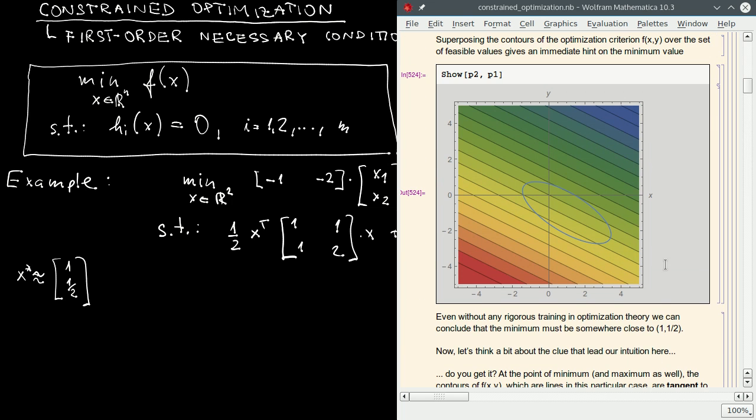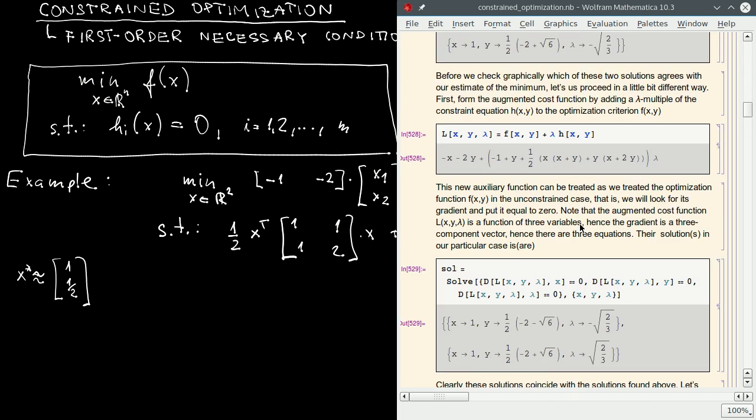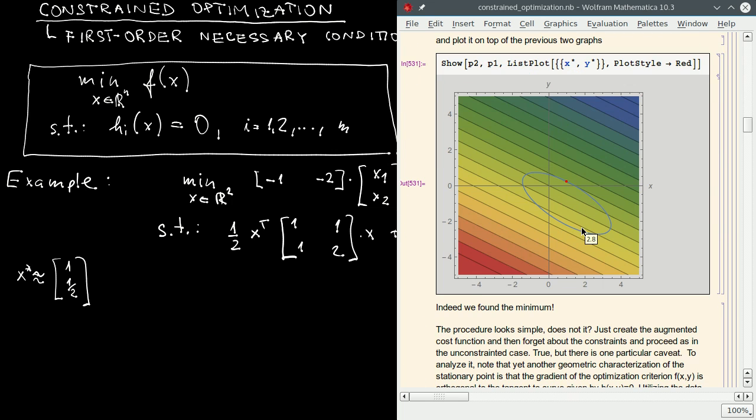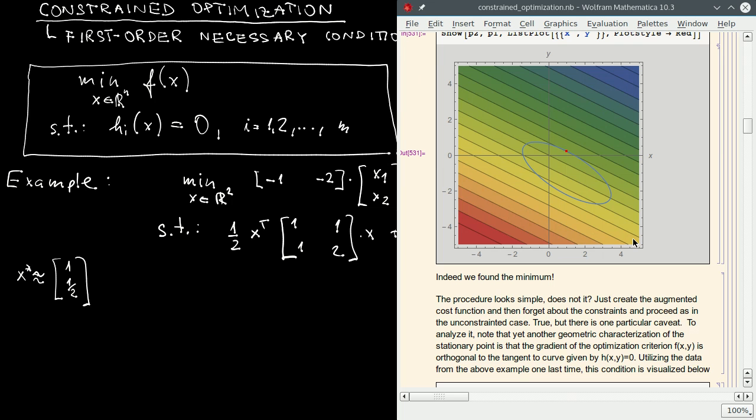Now, what was the clue? What made me think that the minimum is in the identified point? I will here display directly the solution. So even from this graph, it's clear. The graph that shows the accurate solution shows that I was nearly accurate.